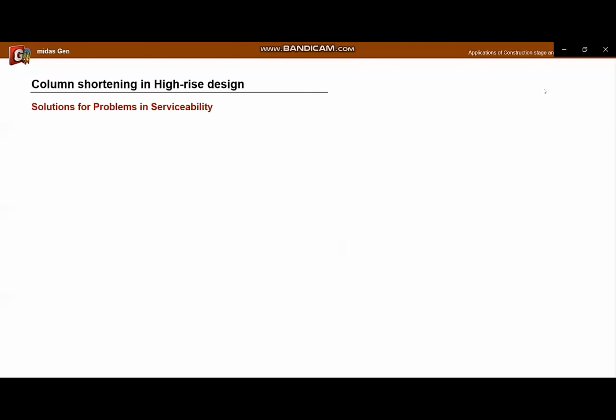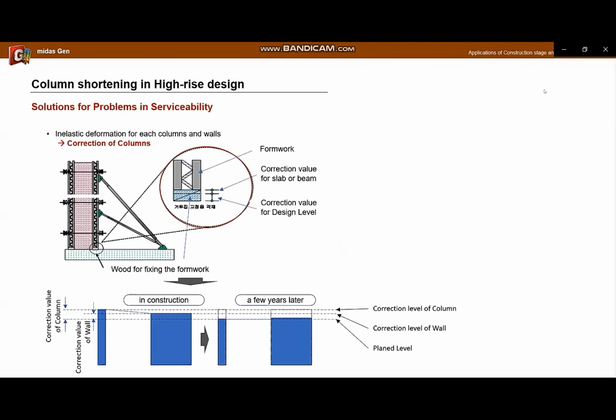So what is the solution for differential shortening? First of all, the serviceability problem is solved through correction when pouring columns and walls. The pouring level of the vertical member is corrected so that the final shortening reaches the planned level and has a similar level for each vertical member. For this, it is important to calculate the correction value exactly. If the predicted shortening does not occur after correction, problems may arise due to the correction.